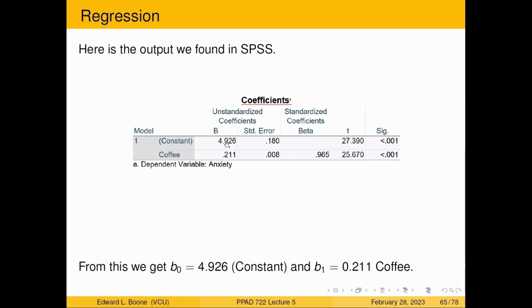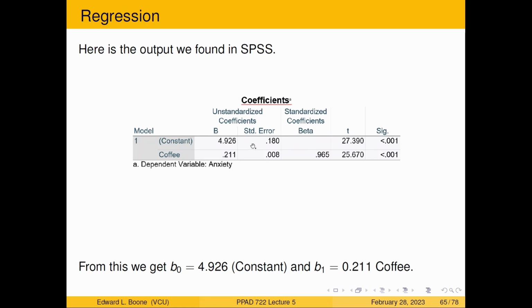So we have a coefficient B0, which is 4.926. It's this number here. And B1, which is 0.211 for coffee. Notice it says our dependent variable is anxiety. So anxiety is related to the coffee intake.